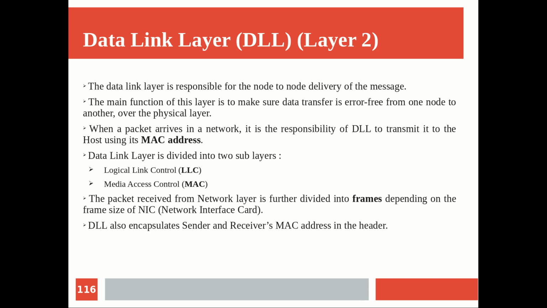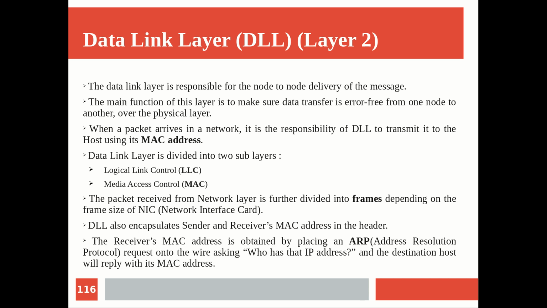We have to see the header of the data link layer protocol, particularly Ethernet, and at that time we will see that. The data link layer also encapsulates the sender's and receiver's MAC address in the header. The receiver's MAC address is obtained by placing something called an ARP request, the Address Resolution Protocol, onto the wire, asking who has this particular IP address, and the destination host will reply back with its MAC address. You have to understand the IP and MAC address concepts in detail, and at that time we will see.